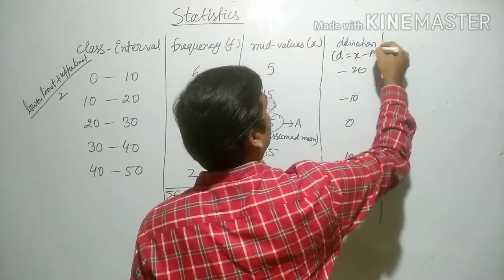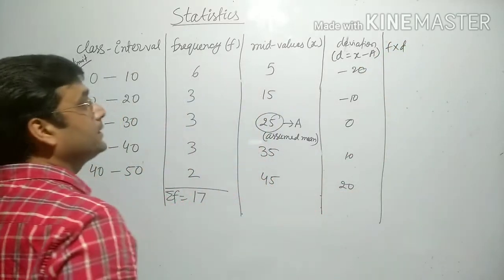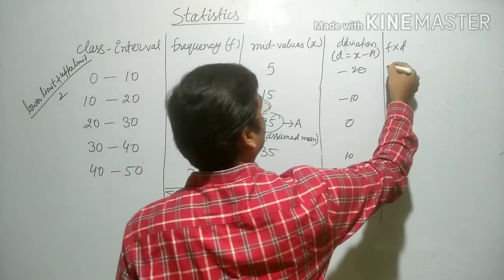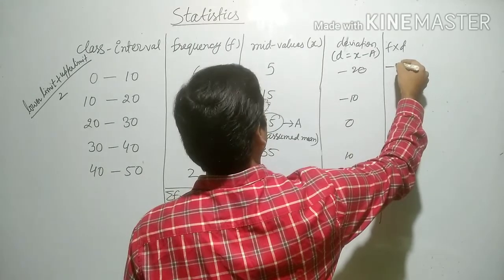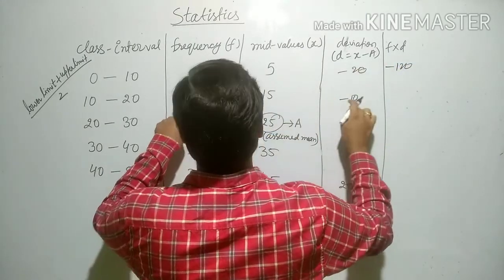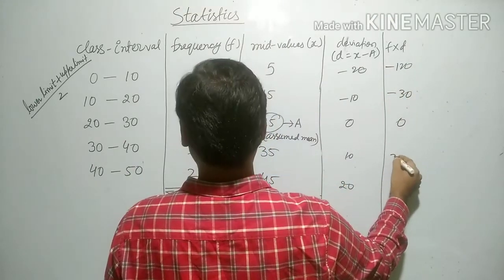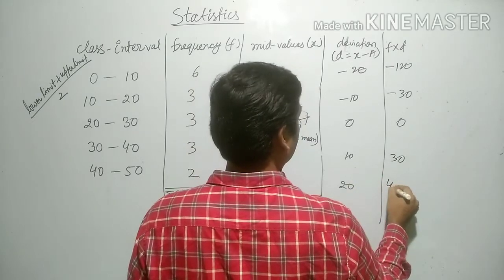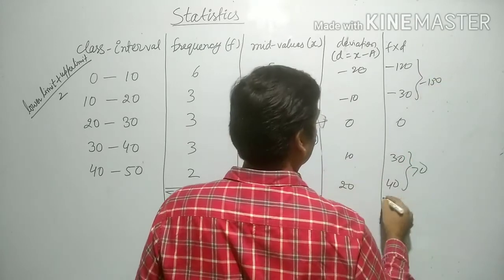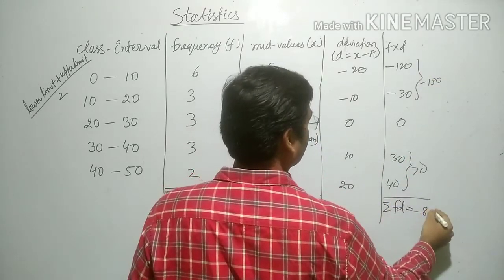So now what will we do? We will find f multiplied by d. A little bit easy it will be. 6 multiplied by 20, so it will be minus 120. Here it will be minus 30, 0, 30 and 40. Here 70 and here minus 150. So finally sigma fd, it will be minus 80.